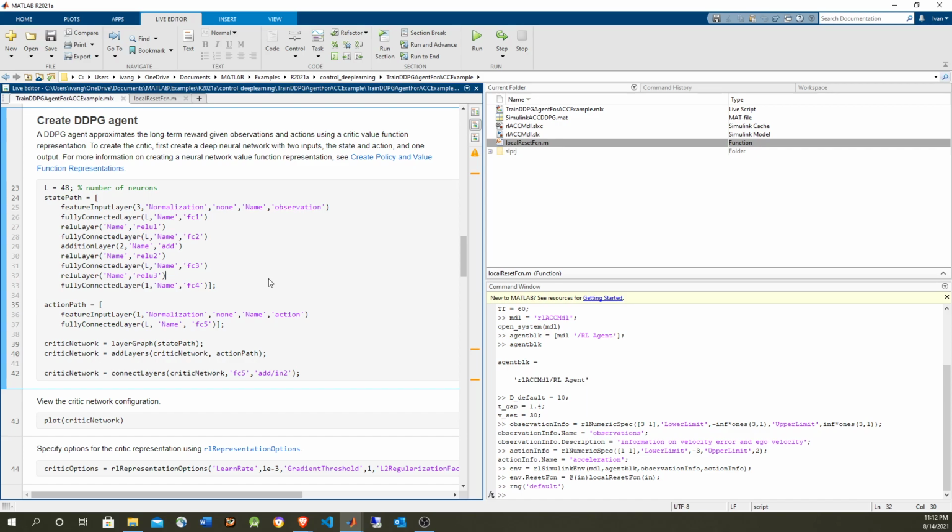Okay, so first, the agent is gonna have two parts. One of them is the critic that is gonna predict the long-term reward, and then you have the actor, which is gonna take the next action. Okay, so let's go to the critic first, and the critic is gonna take as inputs the observation, but also the previous action. And we're gonna use fully connected layers.